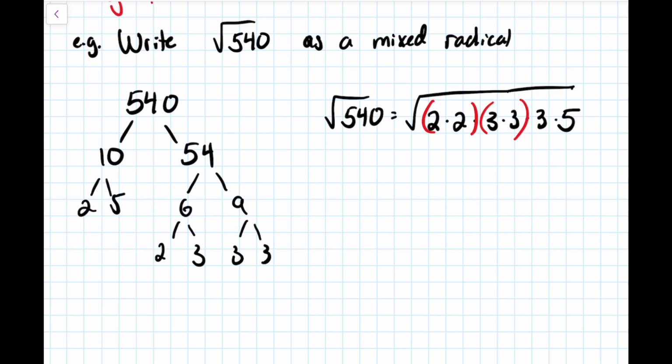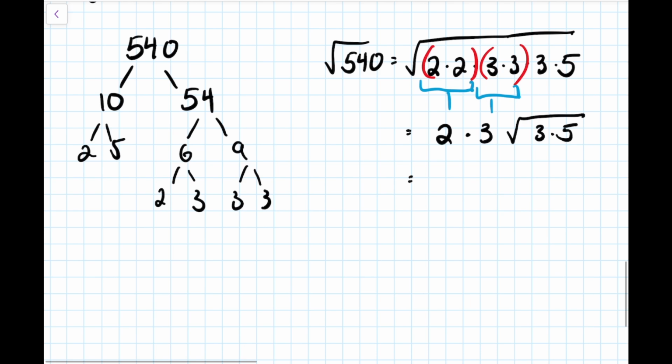So this pair of 2s is going to condense into 1 2 that's going to be on the outside of the root. Same thing for the pair of 3s. So we're going to have a 2 and a 3. And then that 3 and that 5 are just going to stay inside the root because we can't do anything with them. And so if we just multiply together what we've got here, this gets me 6 root 15.